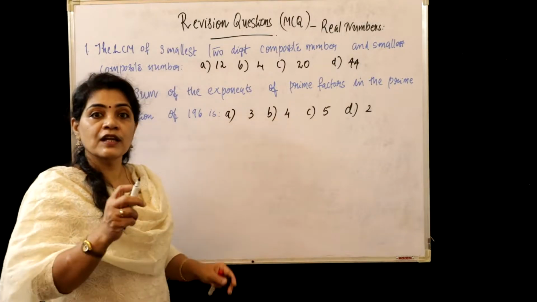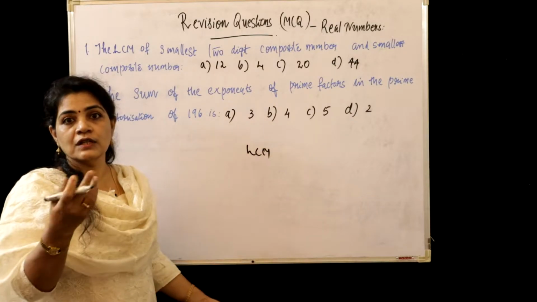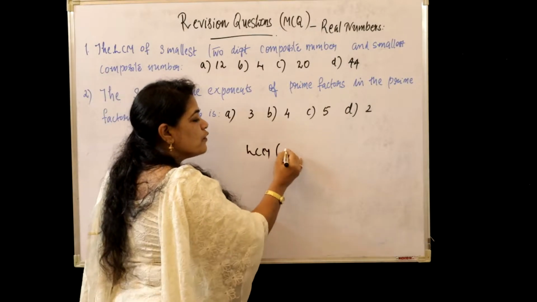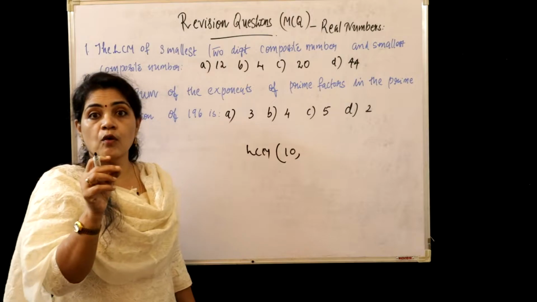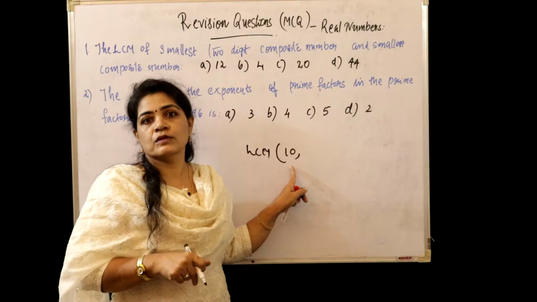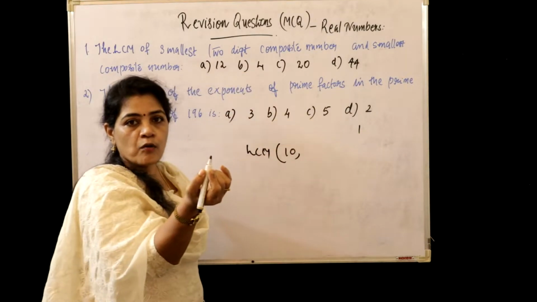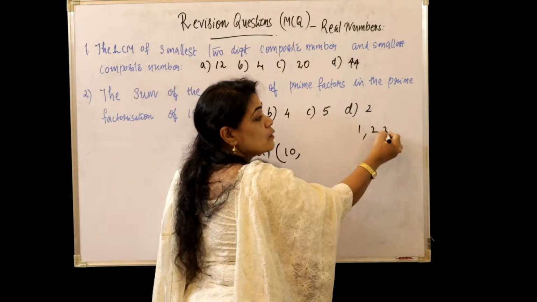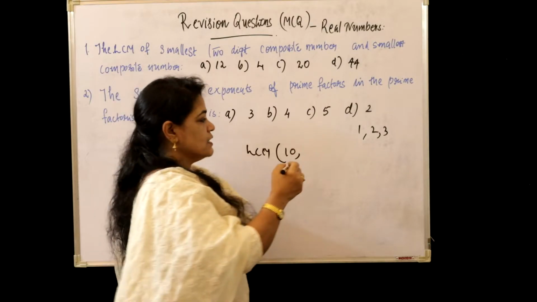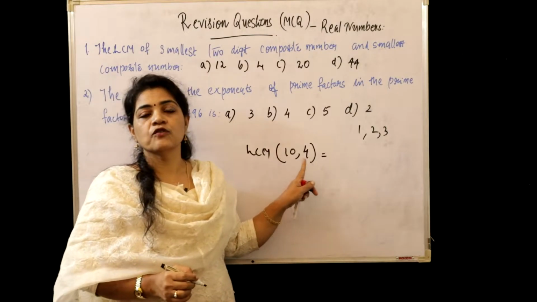First we have to find out which is the smallest two-digit composite number. The smallest two-digit number is 10, and that is a composite number. So we have to find the LCM of the smallest two-digit composite number, that is 10, and the smallest composite number. From 1 onwards, 1 is neither prime nor composite, 2 is a prime number, 3 is also a prime number, and next comes 4, which is the smallest composite number. So we have to find the LCM of 10 and 4.